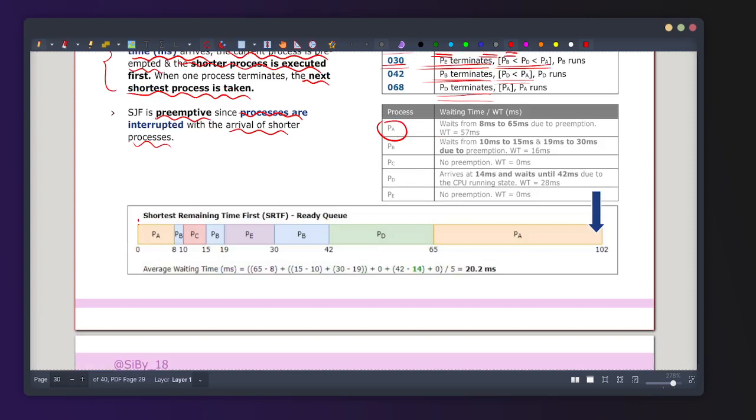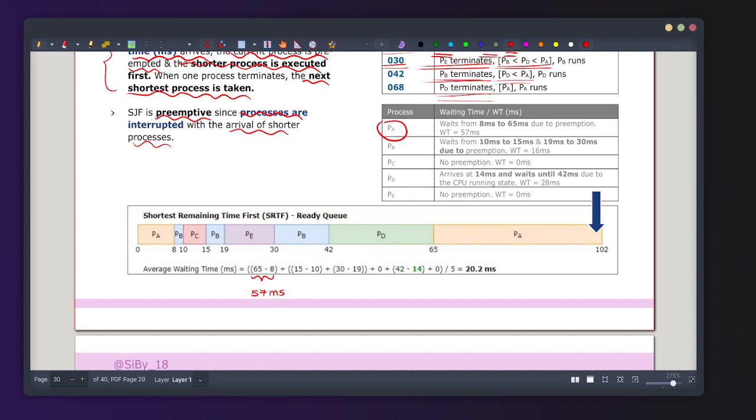Process A entered at 0 milliseconds. So at the initial point, it wasn't waiting, right? But then at 8 milliseconds, process A, what happened? Could it continue processing? No. It was preempted, sent back to the ready queue. And from 8 to 65 milliseconds, it was actually waiting. And only then was it taken back to the CPU. So to calculate the waiting time for process A, you have to do 65 minus 8, which is 57 milliseconds total waiting time for process A.